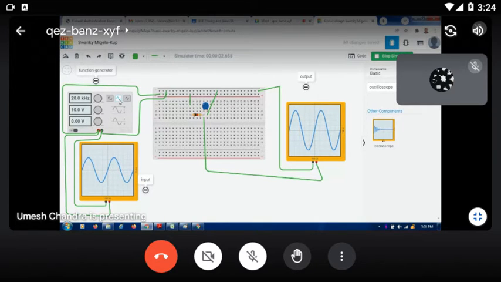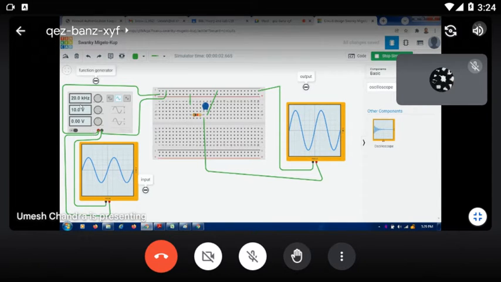Why? Because this is a single channel oscilloscope. If you take a dual channel oscilloscope, you check that your input is sinusoidal and your output will be changed. But this is a single channel oscilloscope, that's why you don't see the minus cos signal here.